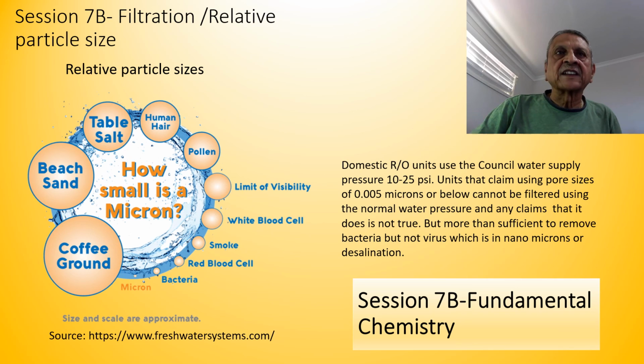The limit of visibility size is given, and the relative sizes of white blood cell, smoke, red blood cell, bacteria, and finally micron. So in order to filter any one away from the others, you have to have a molecular hole size of only the particular item, micron or bacteria, that you want to filter off.